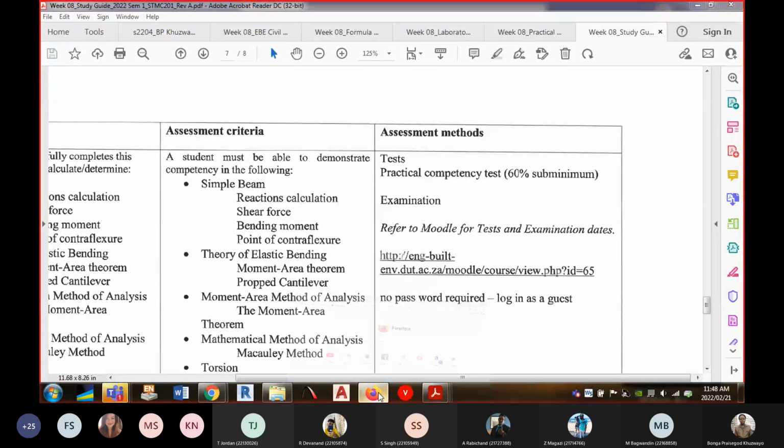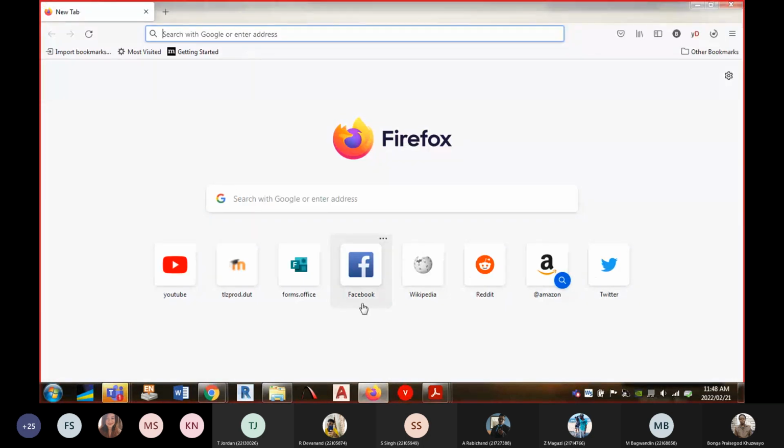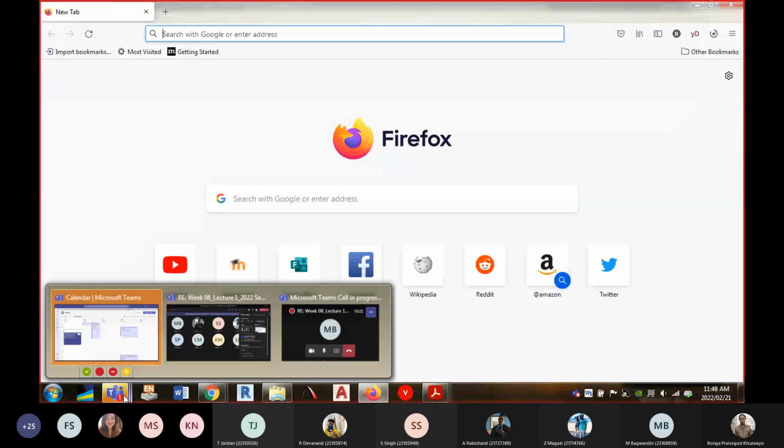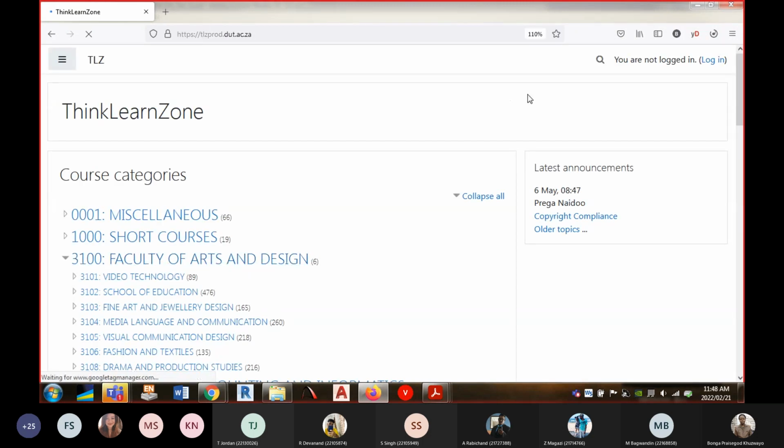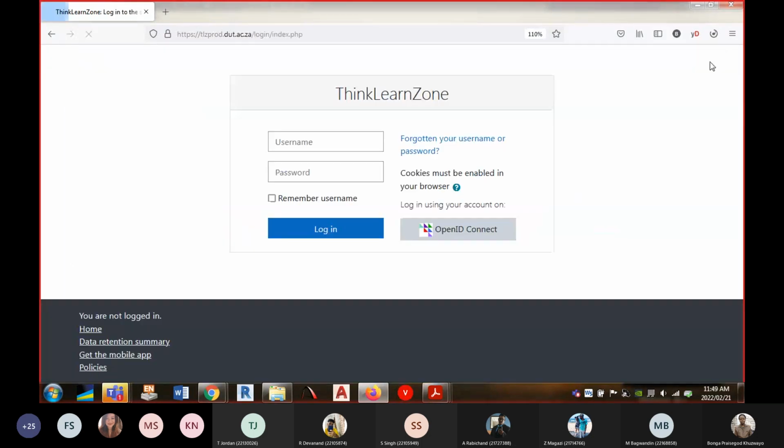I'm going to show you. Basically, I use Firefox, and I've got it set here to zprod.dut. On the study guide, it does tell you how to get onto Moodle, and you are second years, so you should be familiar with Moodle. So you put your password wherever it's required, or username. I'm sure you're familiar with that.